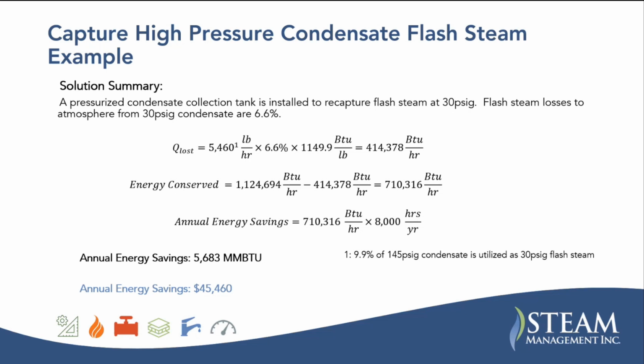So this is only for 6,000 pounds per hour of condensate. I would say most systems that have higher pressure condensate available are going to have a higher flow rate than that. So this is a very realistic project.